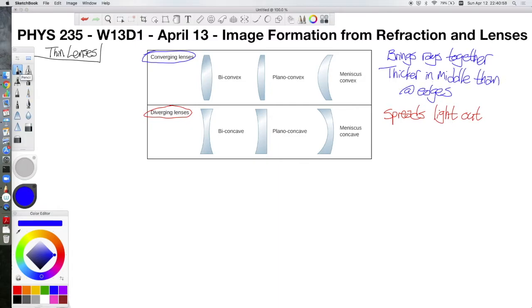And then for diverging lenses, the same thing will be true. We'll have mainly three different kinds: biconcave, with concave surfaces on both sides; plano-concave, with a straight face or a flat face on one side and a concave surface on the other; and meniscus concave, where we have one concave surface and one convex surface, but the concave surface here has a more aggressive curve to it, a smaller radius of curve to it. So the easiest way to tell if a lens is diverging or converging is whether it's thicker in the middle or at the edges, and diverging lenses will be the thinnest in the middle.